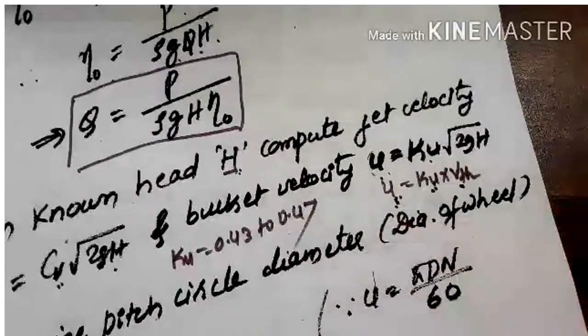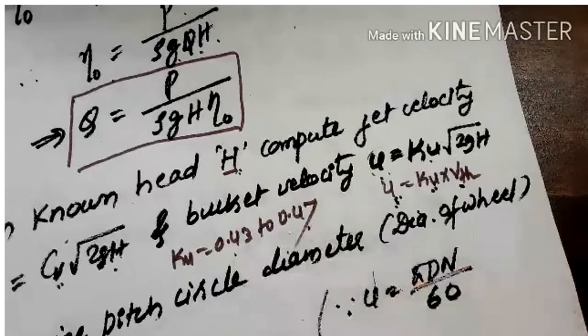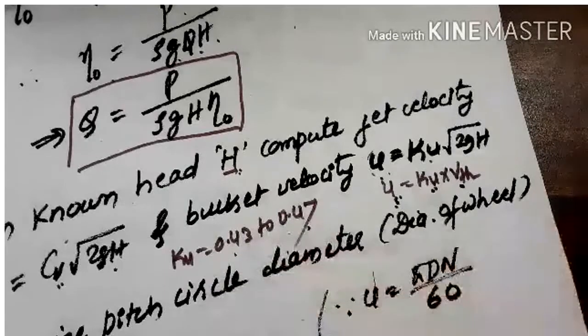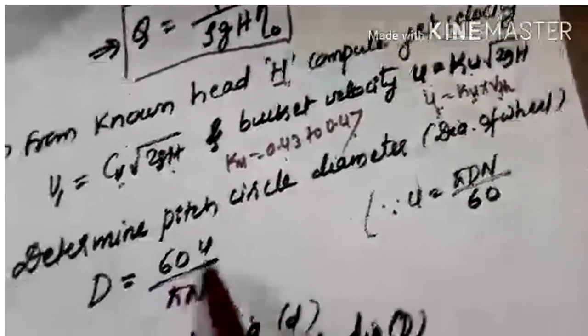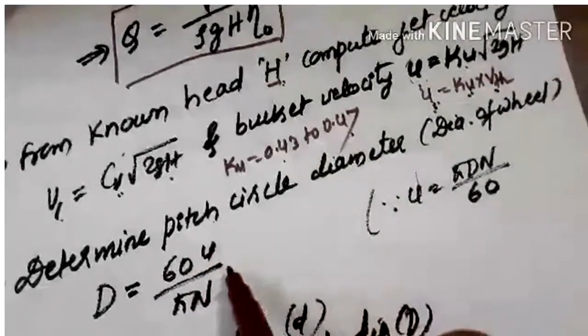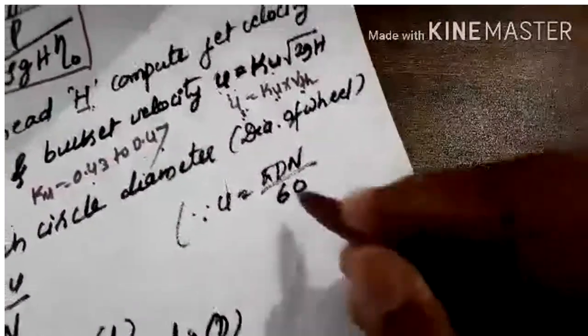Some practical problems, so we need to take between 0.43 to 0.47. So once we calculate the velocity of the bucket or velocity of the wheel, the next we need to calculate the pitch circle diameter or diameter of the wheel. For wheel diameter, it is also called the pitch circle diameter.